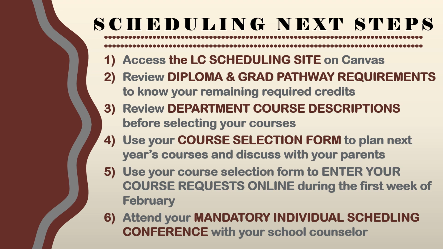Now you are ready to schedule. Here are your next steps. Access the LC scheduling site on Canvas. Review diploma and graduation pathway requirements to understand what remaining credits are needed for your diploma type, grad pathway, and graduation. Use your course selection form to plan your classes for next year and jot down any questions you may have for your counselor when you meet for your one-on-one individual scheduling conference.